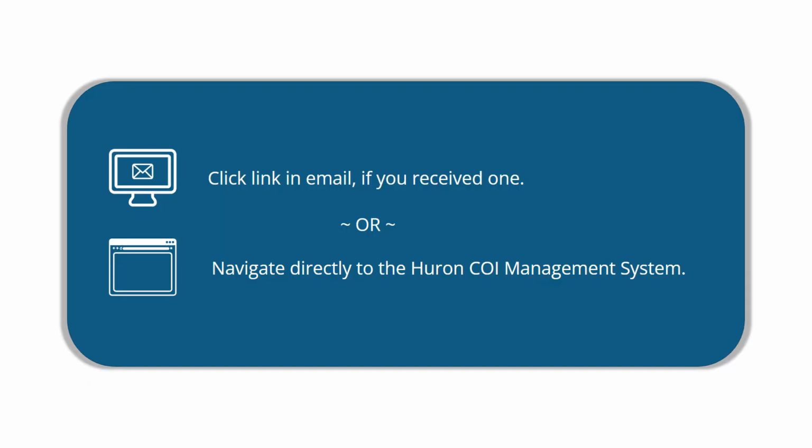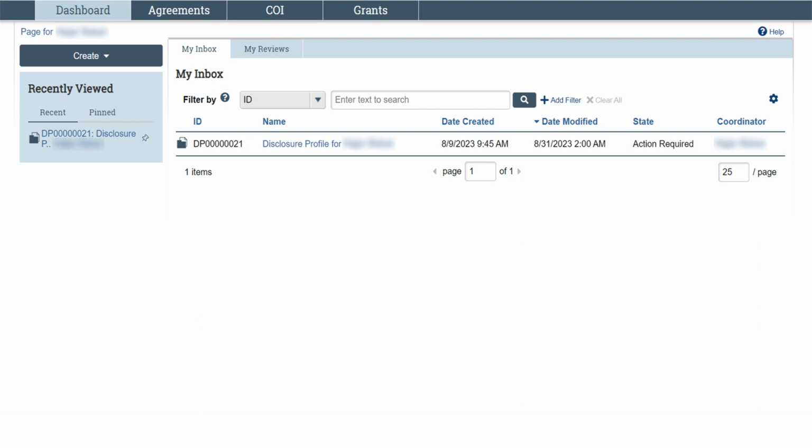If you receive an email notification directing you to disclose your interests in Huron COI, you can click on the link in the email notification to complete your disclosure profile. Otherwise, navigate to your disclosure profile in the Huron COI management system. Upon first logging into Huron, you will be taken to your dashboard. From here, there are multiple ways to find your disclosure profile.